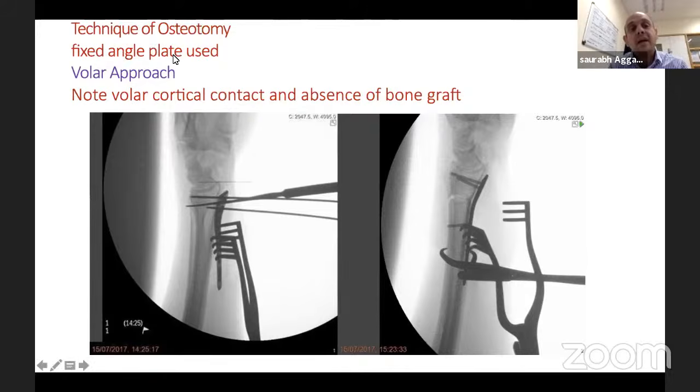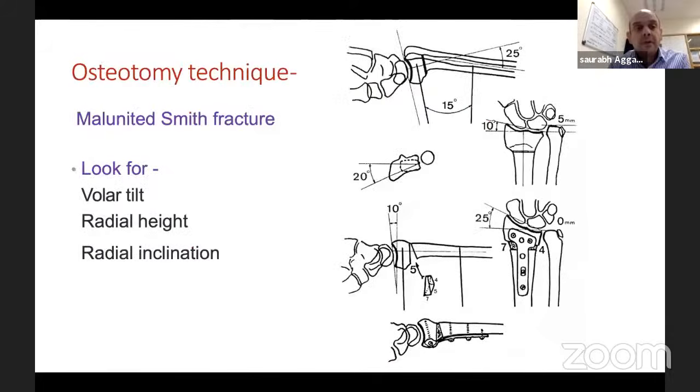And then the fixed angle plate. The reason I mention this is, in this case, I don't have a structural graft. I've not put in a corticocancellous graft. So my only stability to my osteotomy is my fixed angle plate. These days, with the advent of nice, strong, low profile fixed angle plates, we can get away without using a structural graft. So that is important. And then a bit about osteotomy technique. It's not relevant to this case.